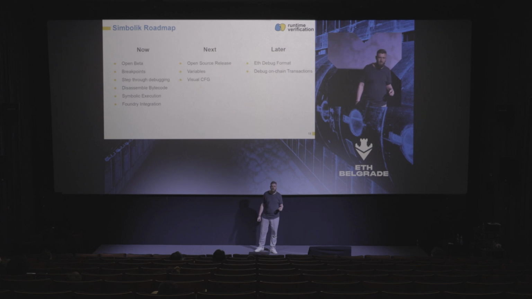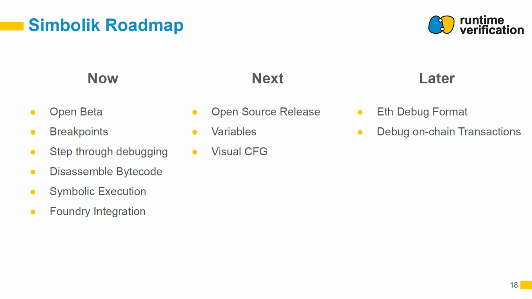What's our roadmap for Symbolic? We just released an open beta version. I told you about this website, try.symbolic.runtimeverification.com, and this is the symbolic execution version that runs in a browser. It's a very limited demo, to be honest. But we also have the classical Solidity debugger, and it's available from the Visual Studio Code Marketplace. You can step through debugging, and you can do it on the bytecode level. And we are really working on a good Foundry integration so that you can debug your Foundry tests.